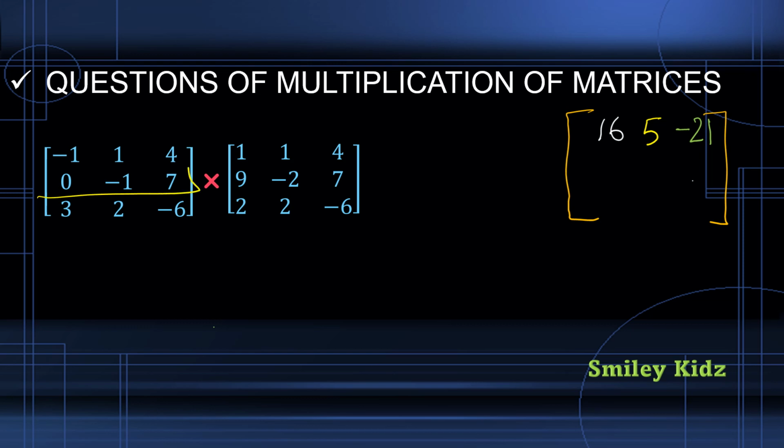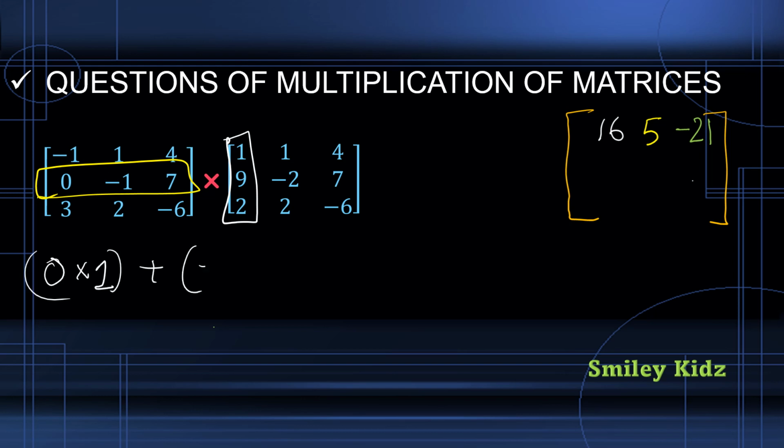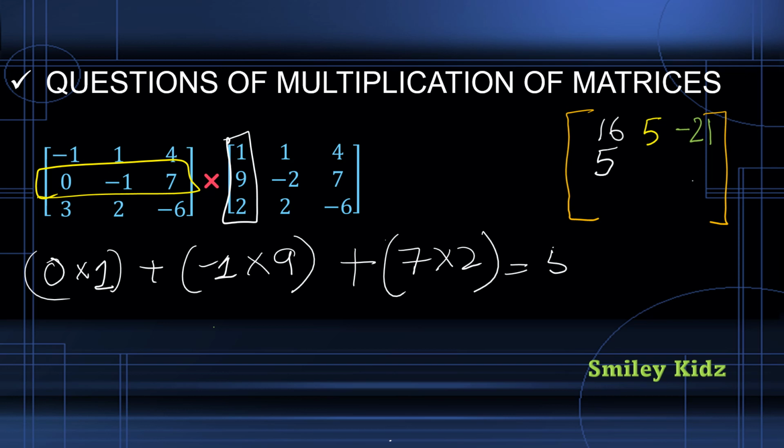Then you're going to take row 2 and multiply with all the 3 columns. Firstly, let's take the first column. Let's do it a little bit quicker, because you know the idea of the problem. So 0 into 1 plus minus 1 into 9 plus 7 into 2. What is this going to be equal to? Minus 9 plus 14, which is 5. So over here, it's going to be 5.